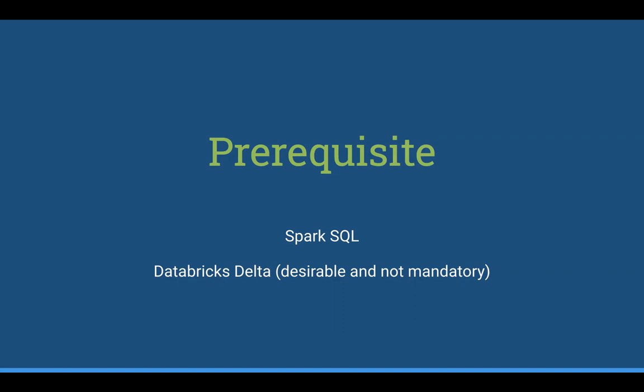We will have this video in two parts. The first part is going to be a discussion around what SCD type 2 is and how it can help us in historical analysis. And the second part of this video will contain the actual execution using Databricks Delta with Spark SQL.